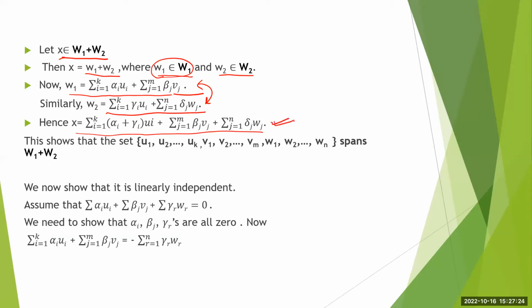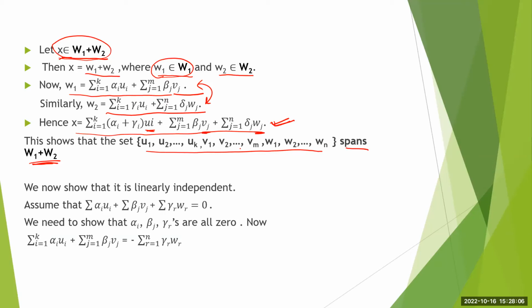Seeing this equation, I can say that x is written as a span of all the ui's, vj's, and wj's. So from this equation, I can say that u1, u2 up to uk, v1, v2 up to vm, w1, w2 up to wn span W1 plus W2, because I have taken x as an arbitrary element of W1 plus W2. The next thing I need to prove for the basis of W1 plus W2 is that all these vectors are linearly independent.